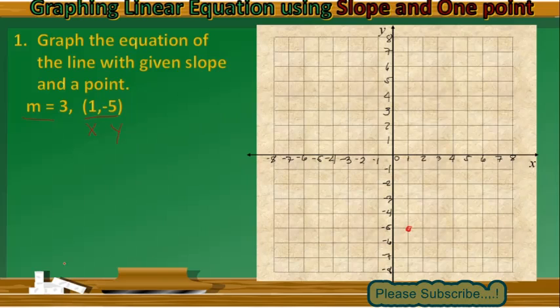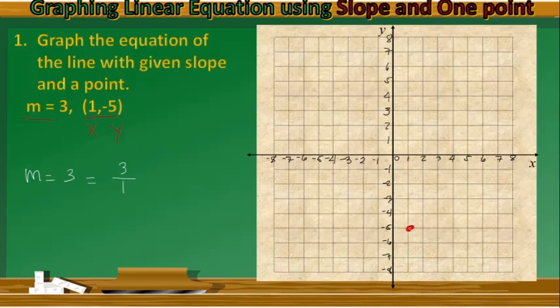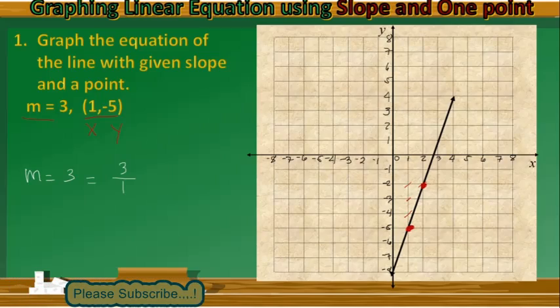Then the next one is our slope. Our slope is 3, which means it is 3 for rise, 1 for run. From this point, we will go upward 3 steps: 1, 2, 3, then run 1. So this is the second point. Why do we turn right? Because our slope is positive. To connect that, that will be our graph on that given slope and point.